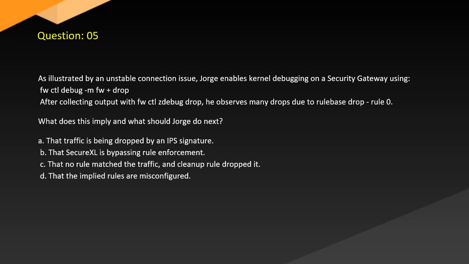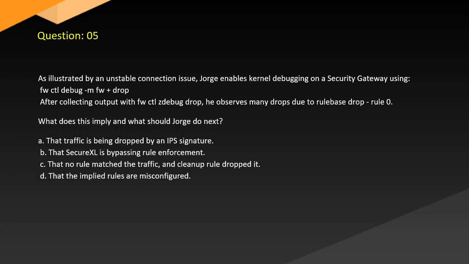Question 5. As illustrated by an unstable connection issue, Hoi enables kernel debugging on a security gateway using fw ctl zdebug drop, and after collecting output, he observes many drops due to rule-based drop, rule 0. What does this imply and what should Hoi do next?